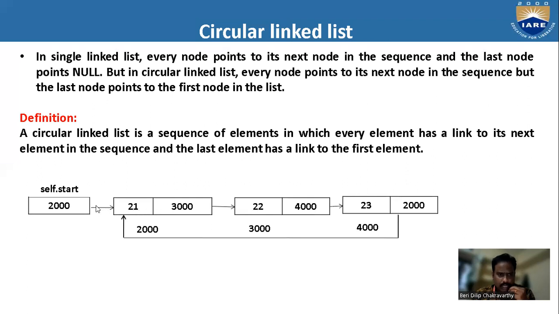Observe this diagram. This is my first node 21, 22, 23. Actually in single linked list, here you will find null. Okay, that is the end of the list. But here in circular linked list, again we are storing the address of first node. What is the address of first node? It is 2000. So we are just placing here 2000. Okay, so this is about circular linked list. I hope it is clear. So we'll see various types of operations performed on circular linked list.